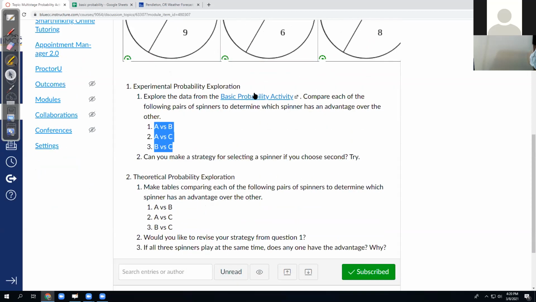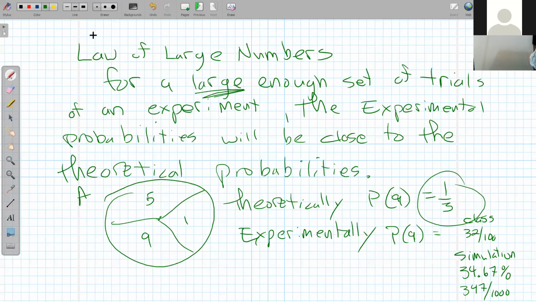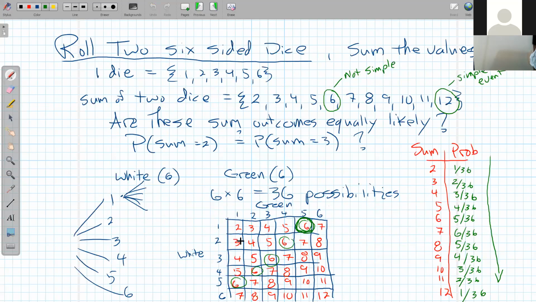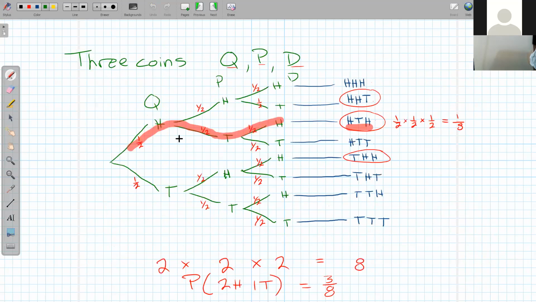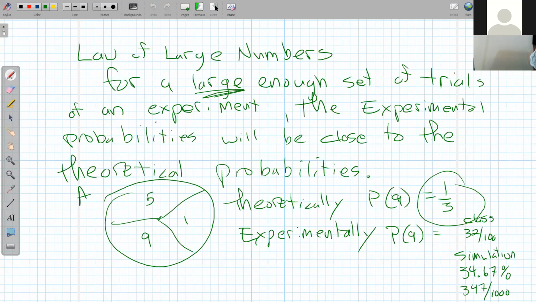Then what we want to do, instead of looking at the class data, is think about this in terms of making a table to figure this out. What I mean by that is not a table like the class data, but a table like the green die versus white die. This was 6 by 6. Here I have a table of heads and tails for the quarter versus the penny. And another example where I can make a table like you're going to make here.